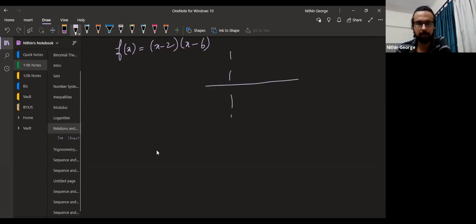Maybe you should get a graph like this. Getting something like this?